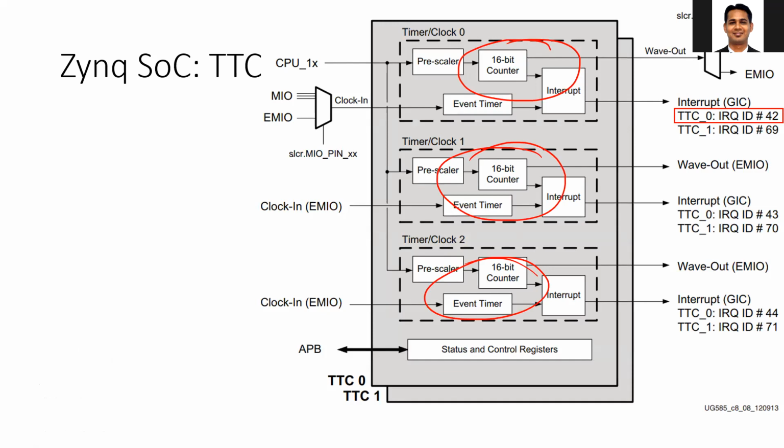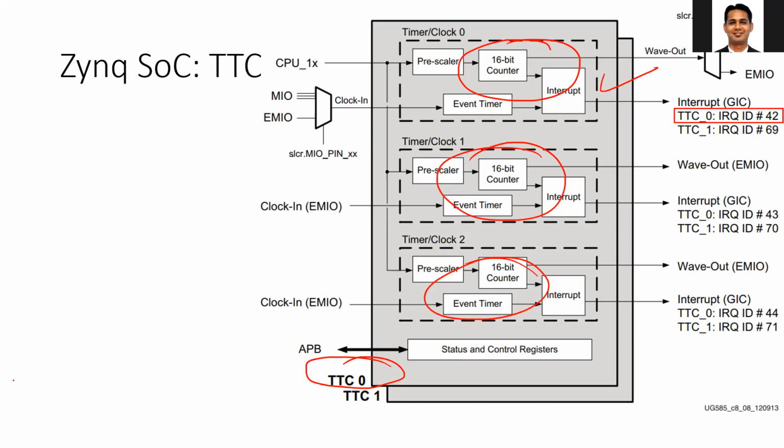Each unit has three sets of counters, and there are two such TTCs inside the Zynq SoC, TTC 0 and TTC 1, and in our case we are going to use TTC 0. Also inside TTC 0, we are going to use only the first one, but we can use the other ones also. It is not a difficult thing. As long as you use the control and status register correctly, you can switch between timer 0, timer 1 and timer 2.